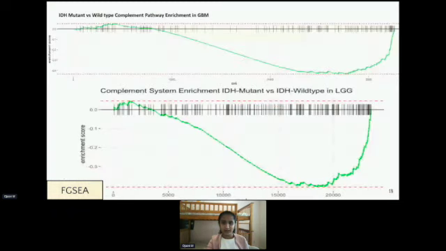These graphs compare the enrichment across IDH mutant versus wild type in both glioblastoma and low-grade glioma. There is negative enrichment across IDH mutant versus wild type in both clinical subtypes.